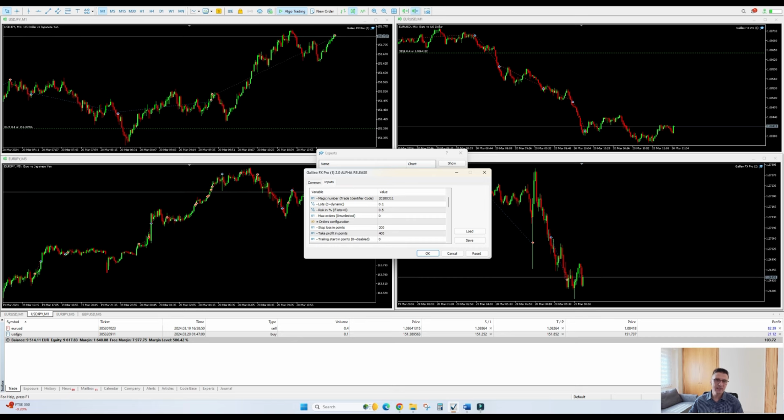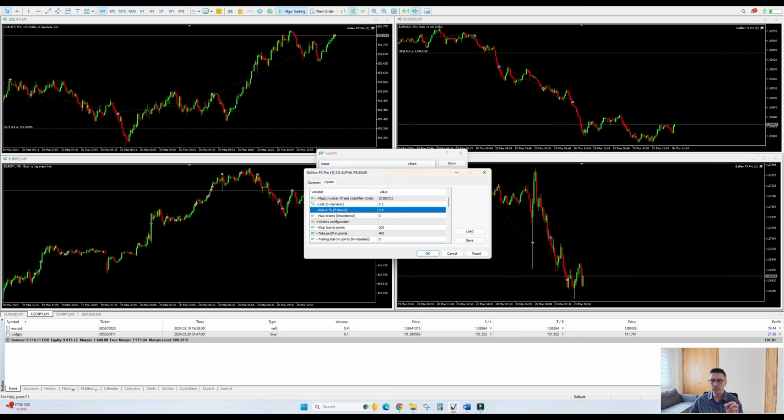And then this magic number is only a tracking tool or an identifier code, which is really helpful. For instance, if you look at the trading history, you may trade manually on other time frames, right, or on other pairs or other markets. And then if you want to know which trade belongs to the Galileo FX, or if it is your trade, a manual trade, then with this magic number you can identify it. This is really important.